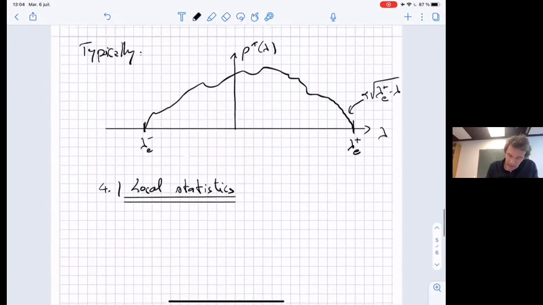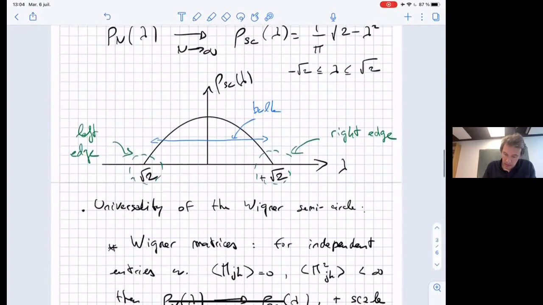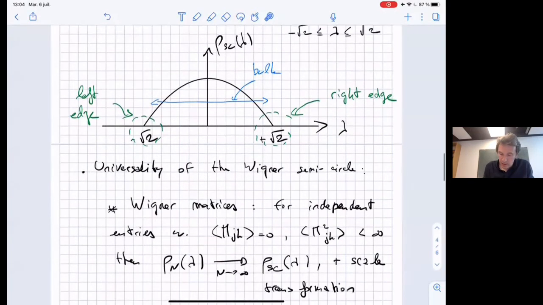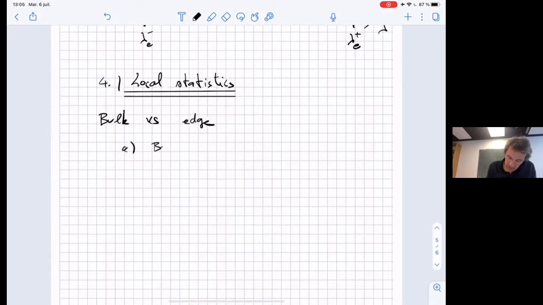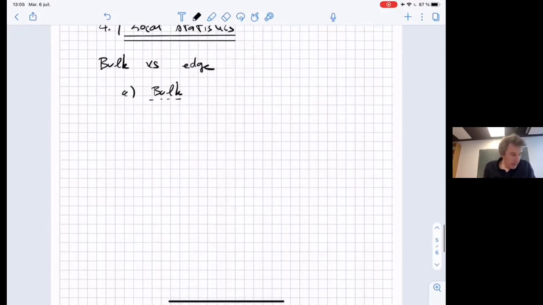Trying to say something quite general about that. As I tried to illustrate on this cartoon here, I have told you that there are basically two different scaling regimes, one which is in the bulk and the other which is at the edge. So let's try to look first at what happens in the bulk and what are the main observables that people have been studying. So I will first discuss the bulk. It turns out that the fluctuations close to the center in the bulk or at the edge are pretty different.